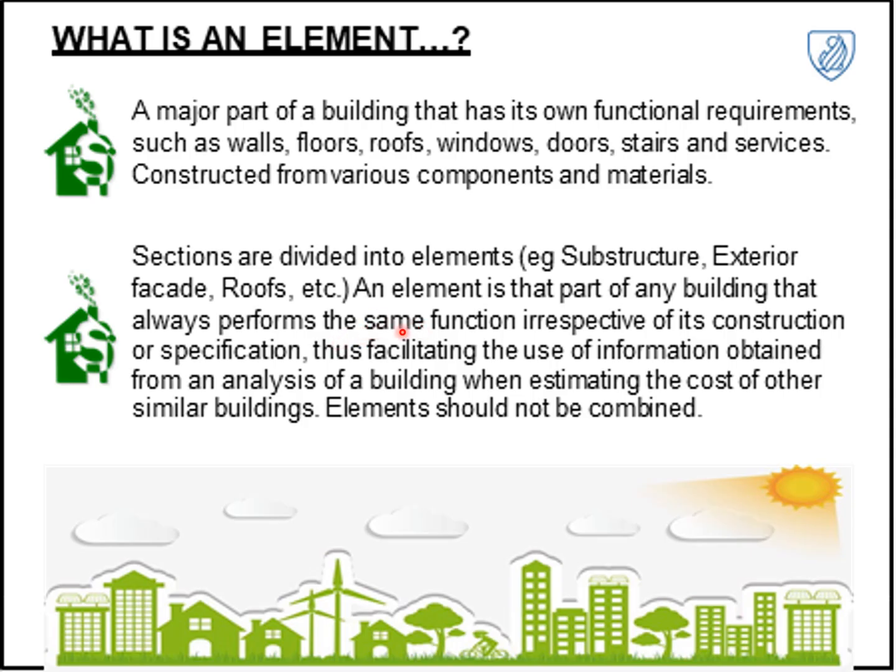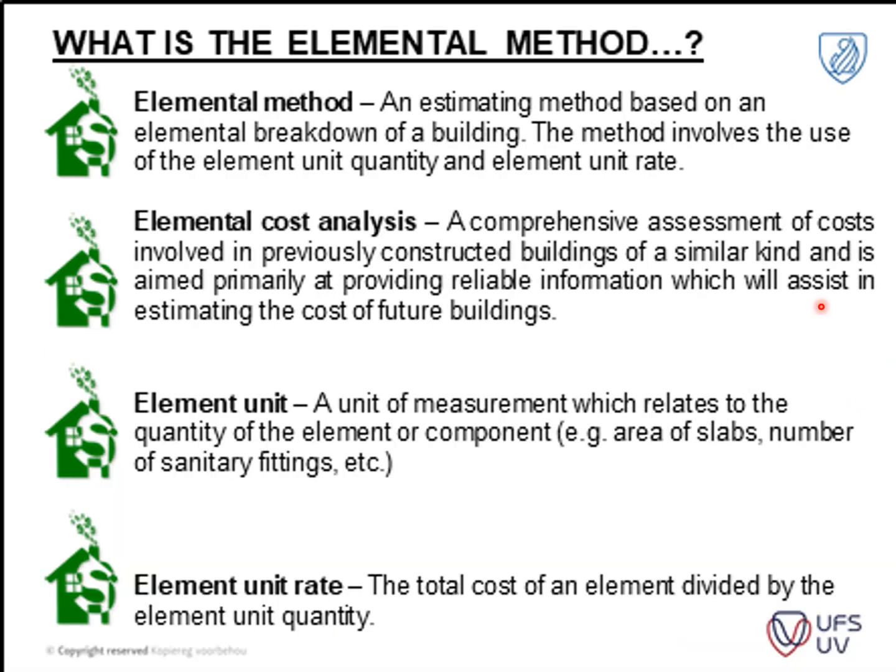So an element is part of any building that always performs the same function, irrespective of its construction or specification, thus facilitating the use of information obtained from the analysis of a building when estimating the cost of other buildings. Elements should not be combined. So very importantly, that's why we use the elemental guide as a guideline, so that whoever picks up this estimate can easily see and look at where the cost is derived. So a couple of definitions that we just need to look at.